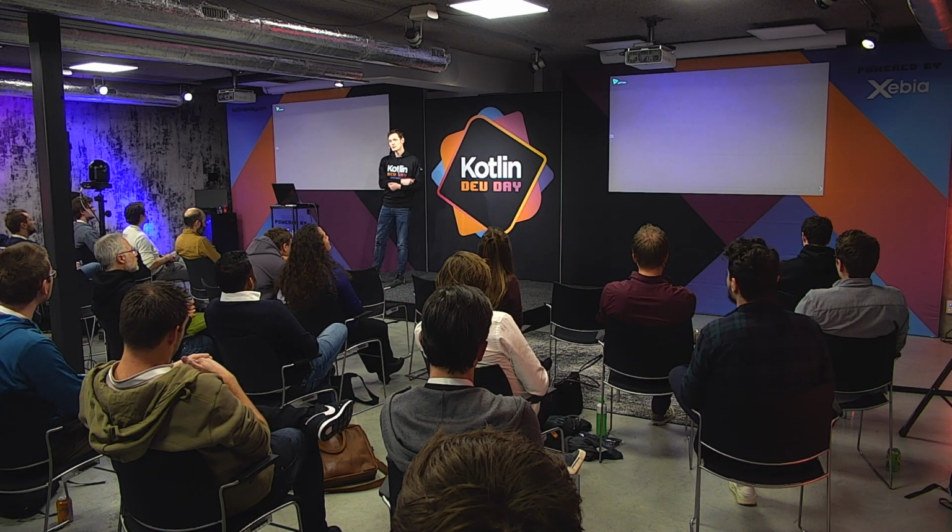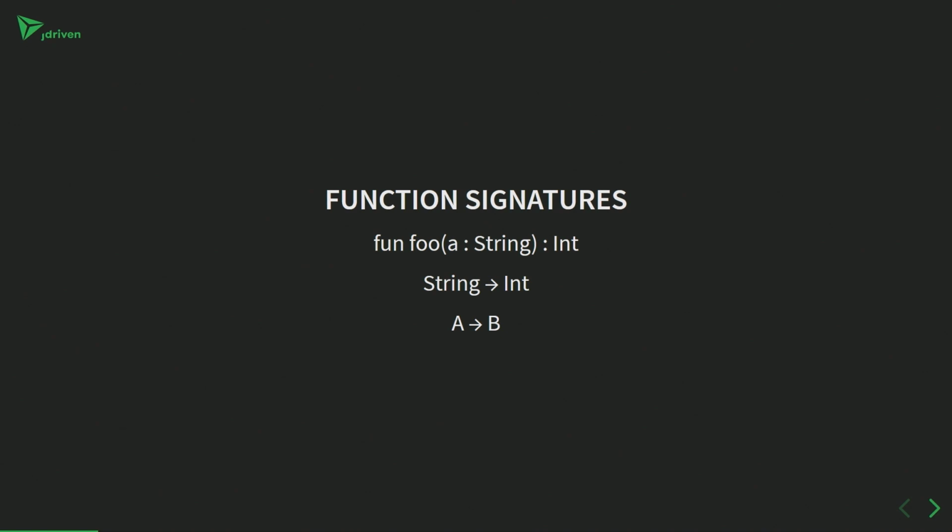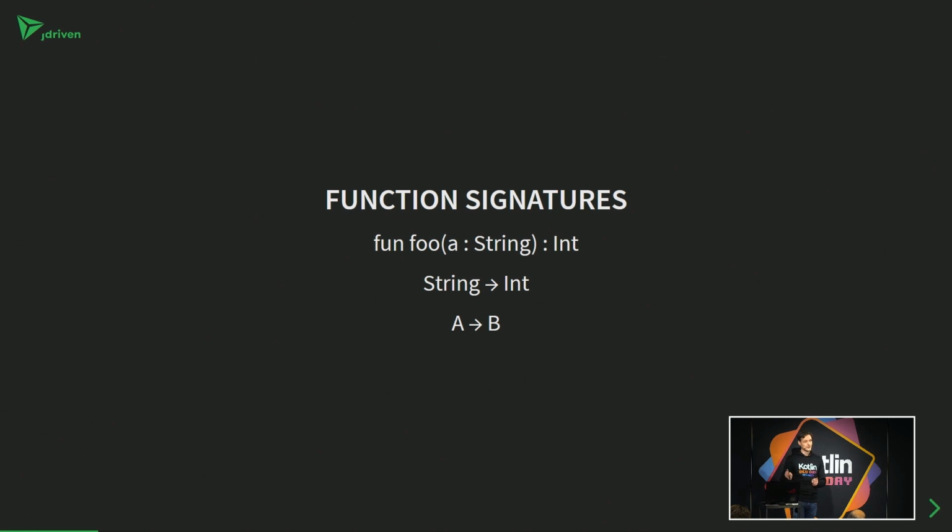So let's talk about functions. And specifically, let's talk about function signatures, because this is arguably one of the more important things of a function. So what is a function signature? A signature is derived from the input and the output of a function. If you take a function foo here, it takes a string and produces an int, which means its function signature is given a string, produce an int. Or if we abstract it even more, basically given an A, produce a B.